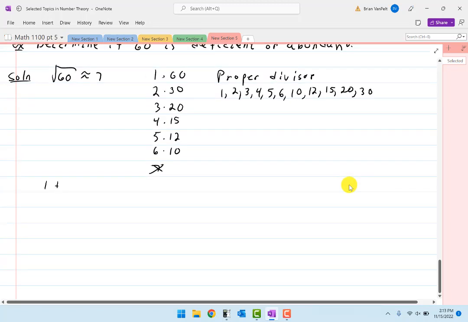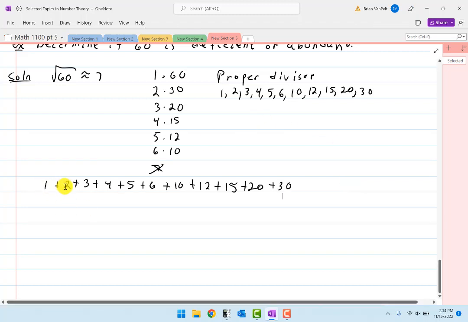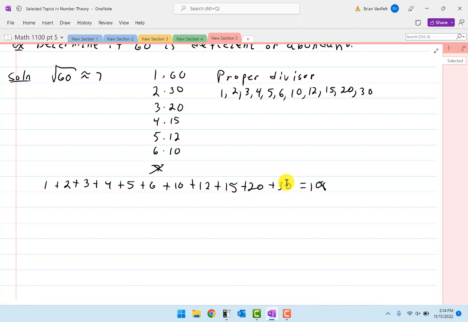I have 1 plus 2 plus 3 plus 4 plus 5 plus 6 plus 10 plus 12 plus 15 plus 20 plus 30. Well, let's add them up. 1 plus 2 is 3, plus 3 is 6, 10, 15, 21, 31, 43, 58, 78, 108. And that is greater than 60. So 60 is abundant.